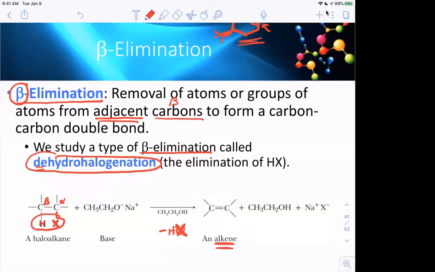And we're going to talk about the mechanism of this elimination. Notice I also get the protonated form. This would be the conjugate acid of the base. And then this would be the salt, whatever the counter ion is for the alkoxide, the base. That would be sodium, potassium, whatever, and then whatever halide. So sodium chloride, sodium bromide, sodium iodide, whatever that would be.